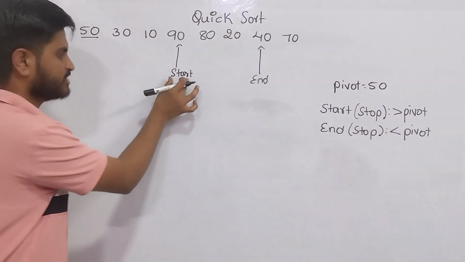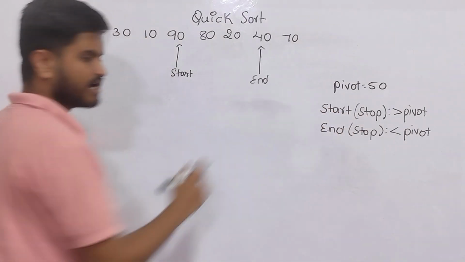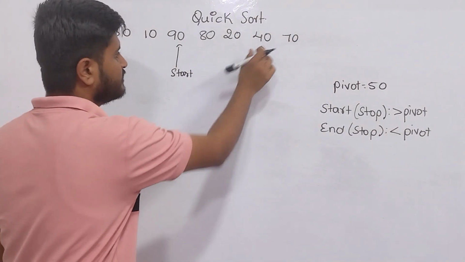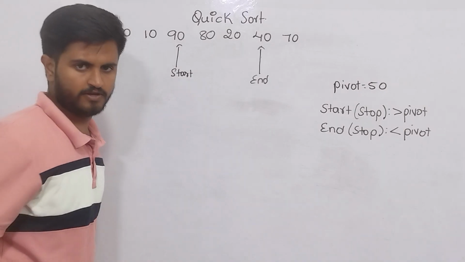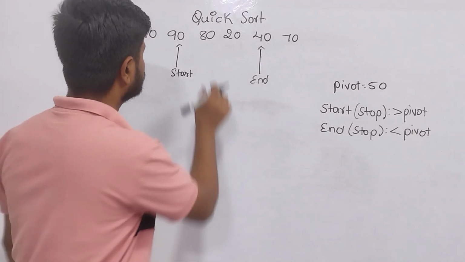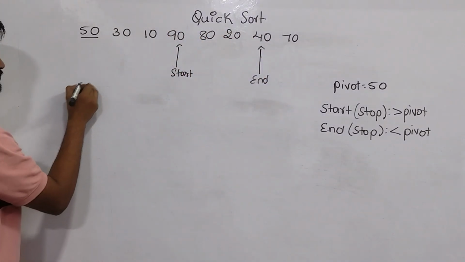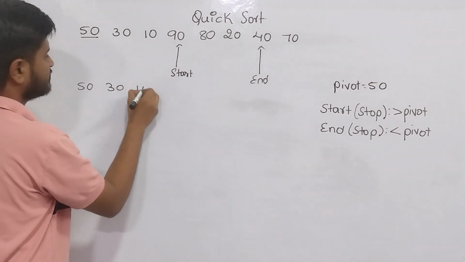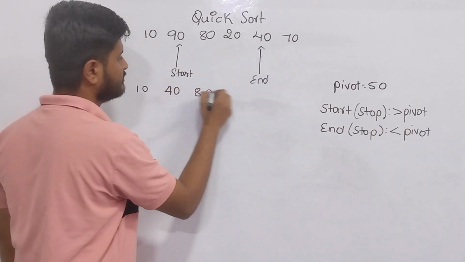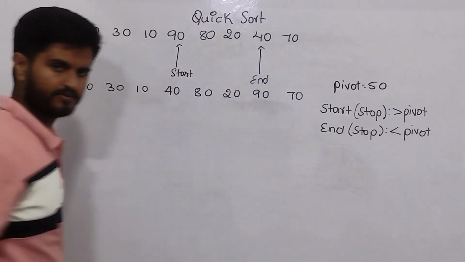So we have the new start value and the new end value. You stop the start when you get a value greater than the pivot value, and you stop the end when you get a value less than the pivot value. Now we swap them. 90 will go to 40's place, and 40 will come to 90's place. So 50 will be the same, 30 will be the same, 10, then 40, then 80, then 20, then 90, and then 70.